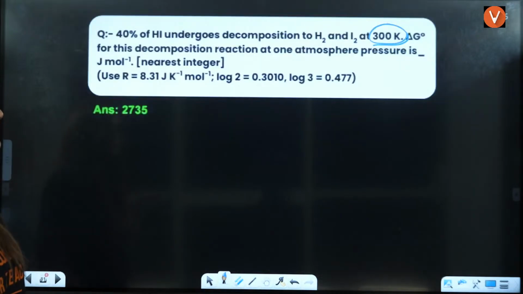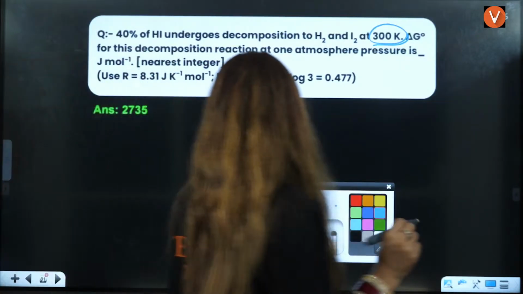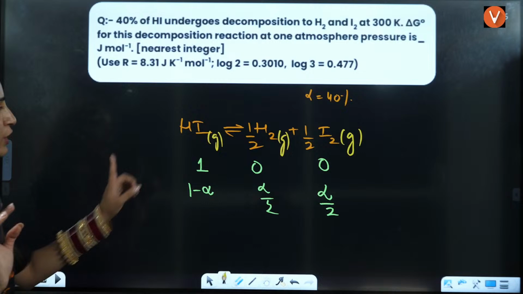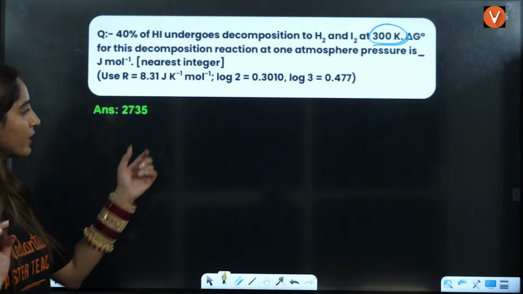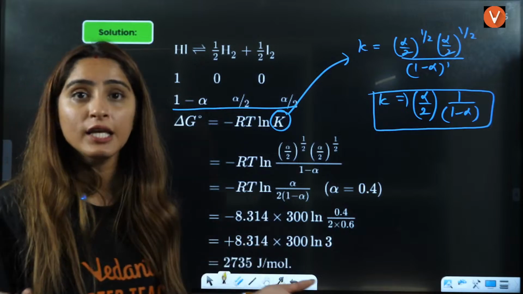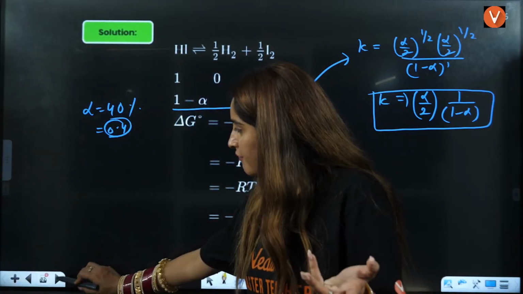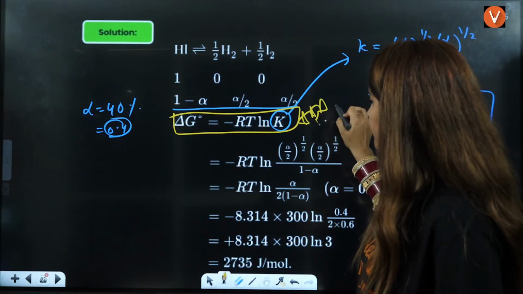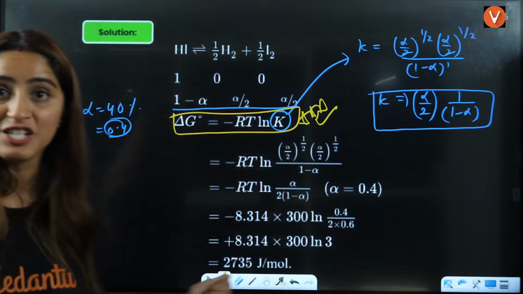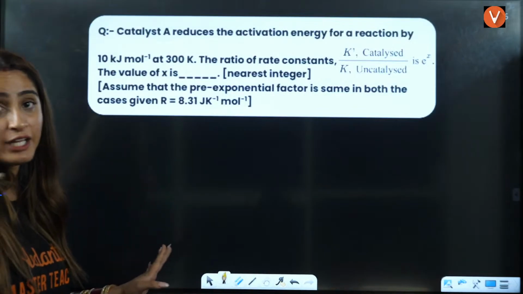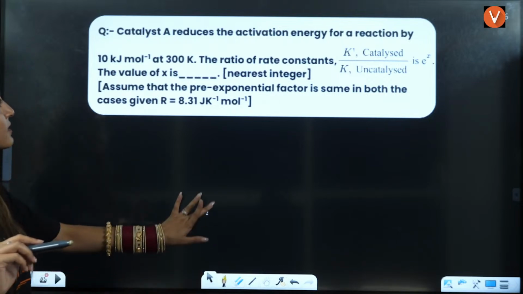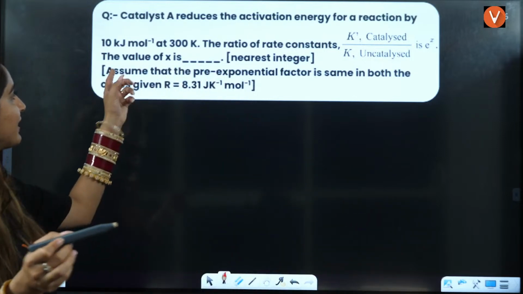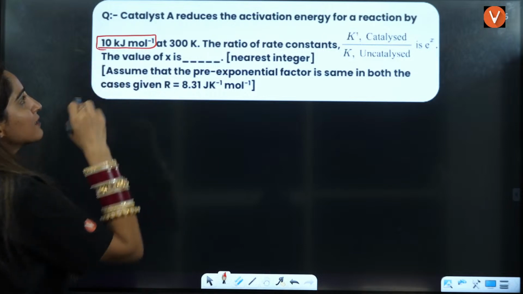Got it? Yes, everybody. Is there any problem here? So simply what we did, we calculated the value of equilibrium constant, and from that we calculated the value of delta G. This formula is very, very important. The equation of delta G and K, and the equation of delta G and E naught, both are very important. Right?